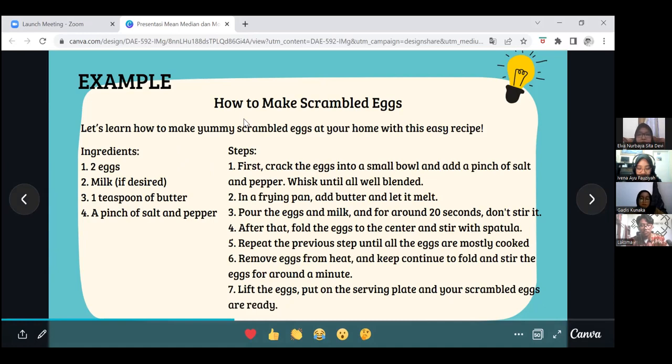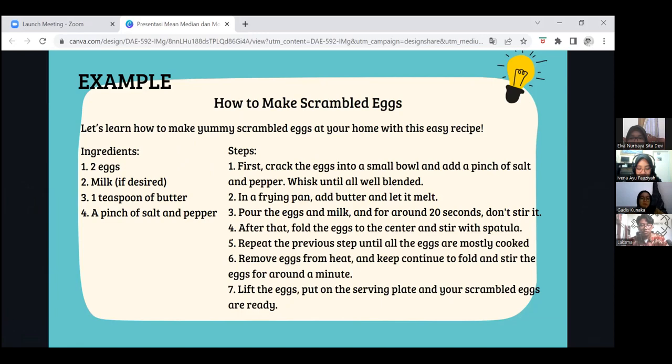And language features. The first language feature is using adverbs of sequence like first, then, after that, and etc. And the second language feature is using command or imperative sentences like crack the eggs, then pour the eggs, and etc. And the next language feature is using action verbs like crack, pour, and etc. And the next language feature is using simple present tense like fold the eggs, stir, and using adverbials like around 20 seconds.